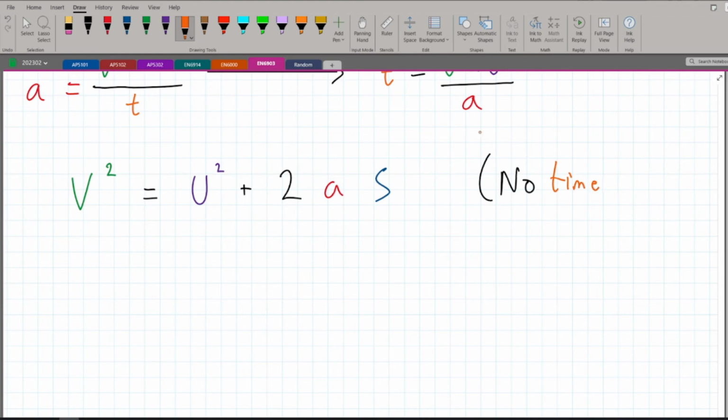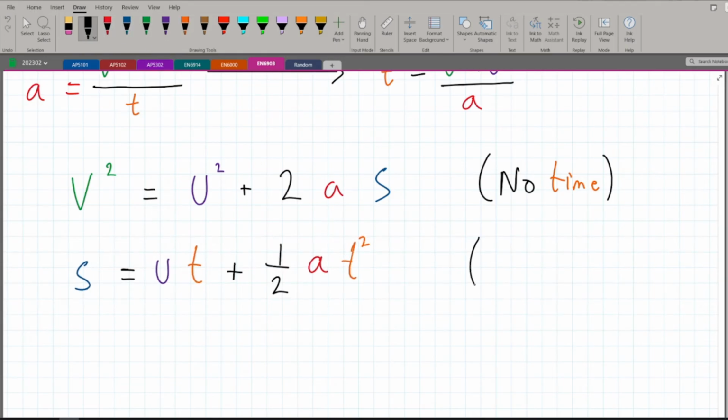Another equation can be written as s is equal to ut, u times time, plus half at squared. This is another equation that you can rearrange and write without the final velocity. This is another formula you can use if you're not given the final velocity.